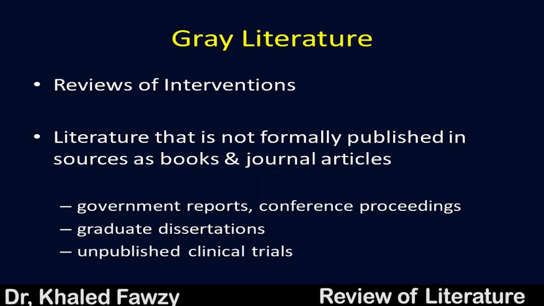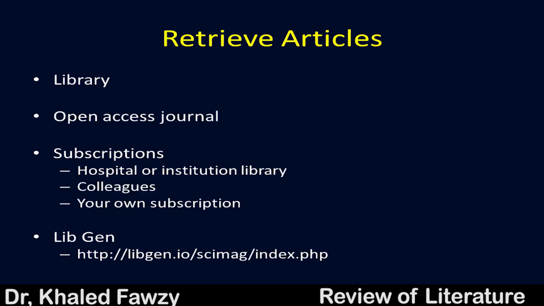Gray literature is very important because it tells you about literature not published in sources such as books and journals, like government reports, conference proceedings, graduate dissertations, and most important, unpublished clinical trials. There could be clinical trials going on which identified a failure or a disaster, and these trials are discontinued. You will find these results in something like gray literature, and you will not find it published elsewhere. So it is very important.